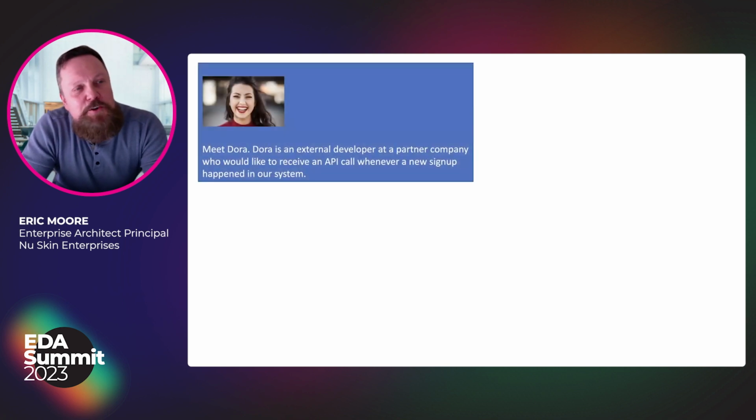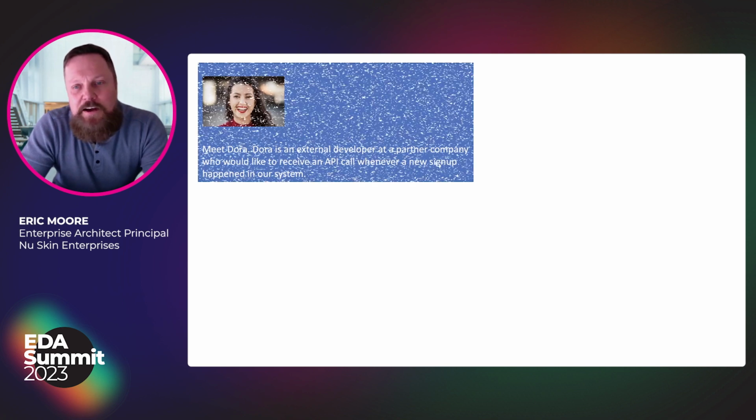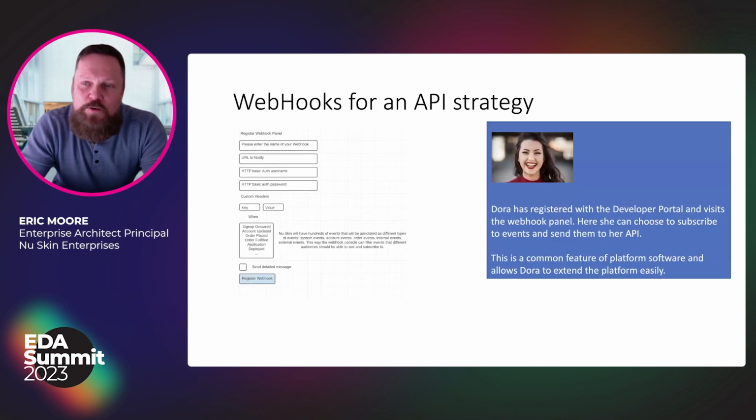Here's another use case for you. So you can meet Dora here. She's an external developer at one of these partner companies, and she wants to receive an API call whenever a new signup happened in our system. There's a regular use case where people say, I want to know when an order is created or an API or a signup happened. And so she's registered with the developer portal and she visits our webhook panel. And there she can choose to subscribe to events and send them to her API. You can see here what she fills out, and here's this sign up occurred event that she can register for. And once she registers it, API calls will start flowing to her API of choice.